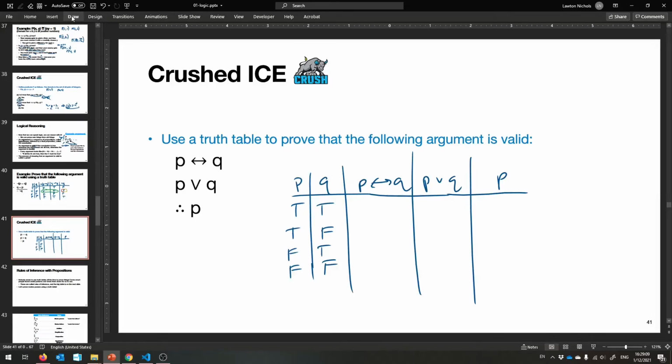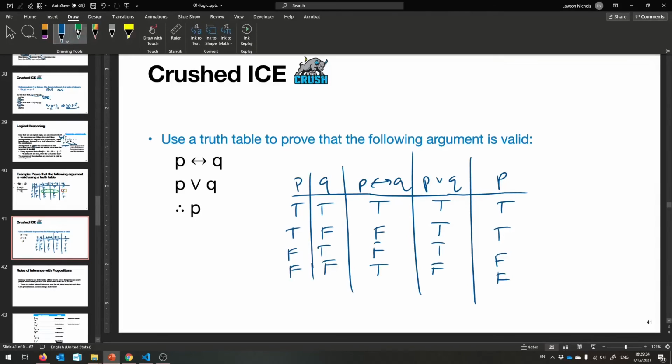All right, P if and only if Q. So this is true when they match up. So true and true, those match. Doesn't match, doesn't match, matches. Okay, P or Q is true when any of them are true. So there's true, there is true, there is true, there is false. And now P, I mean, it's over here, but I'm gonna put it here anyway. True, true, false, false. That's our conclusion. It should be on the right.